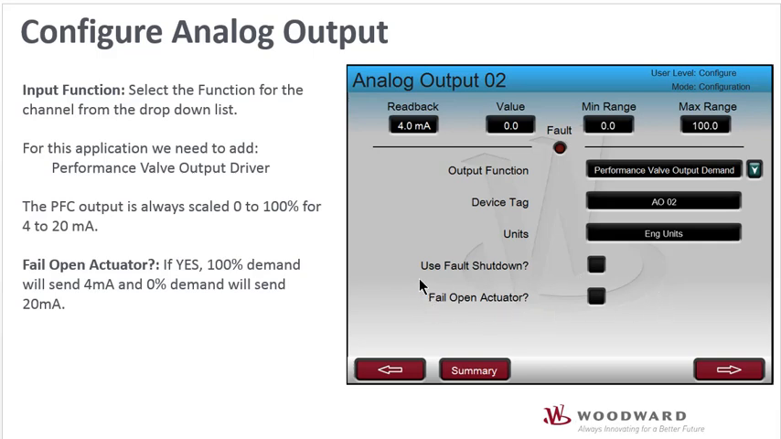So this is really setting up what is the safe position, and if this box is checked, what we do in the Vertex is send 4 milliamps when we're demanding 100% and send 20 milliamps when we're demanding 0%. So this does have an effect on the actual milliamps going out, and this should be checked appropriately. For most applications, though, this will be unchecked on the performance control side, but nearly always checked when you're using this as the anti-surge command output.